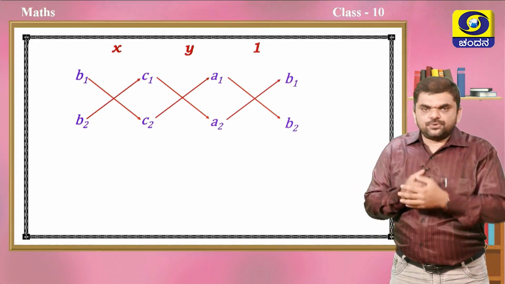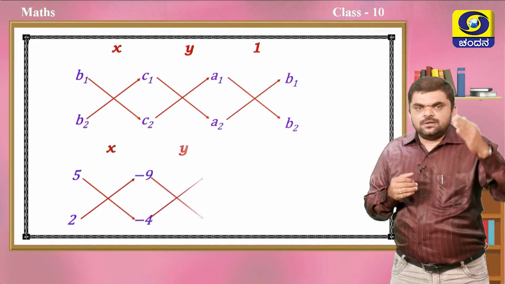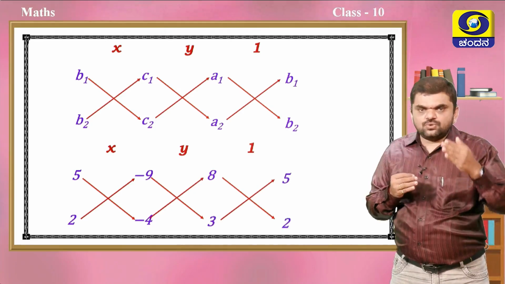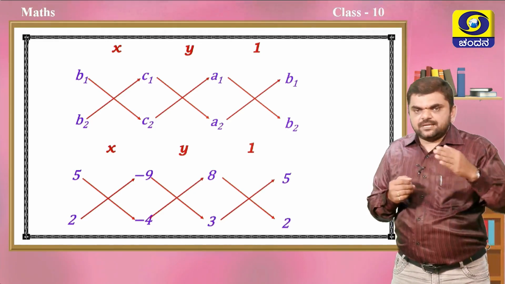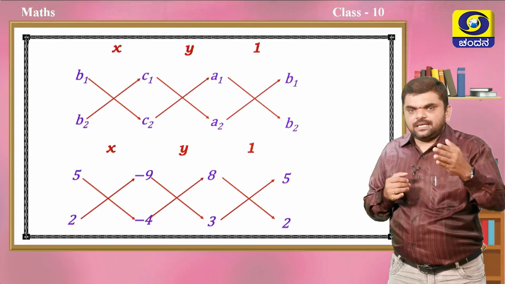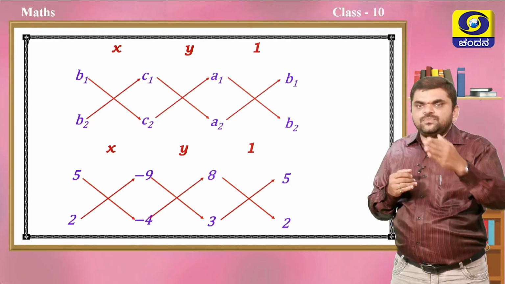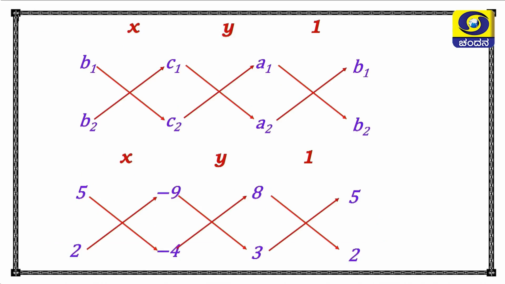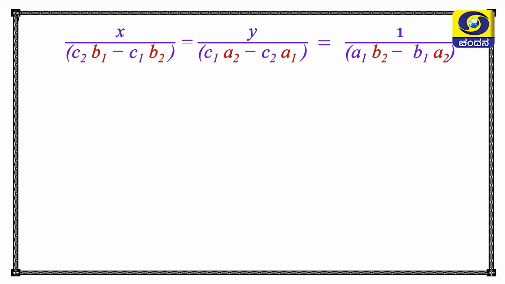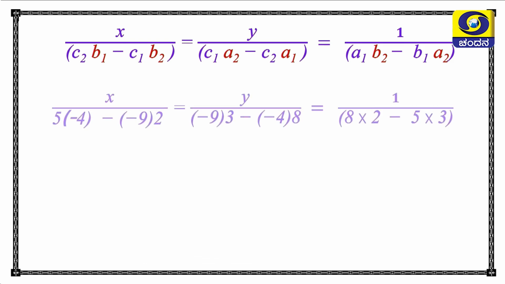So now substitute values: x, b1 is 5, b2 is 2, c1 is minus 9, c2 is minus 4, a1 is 8, a2 is 3, b1 is 5, b2 is 2. Now x over c2 b1 minus c1 b2 is equal to y over c1 a2 minus c2 a1 is equal to 1 over a1 b2 minus b1 a2.